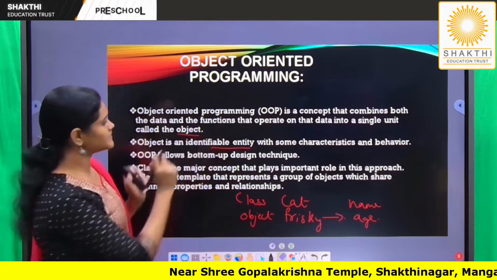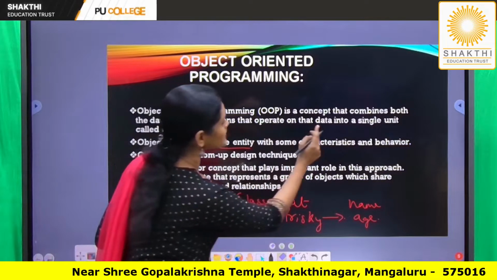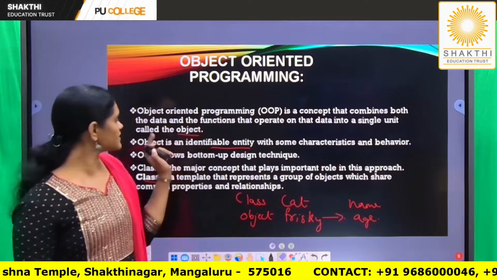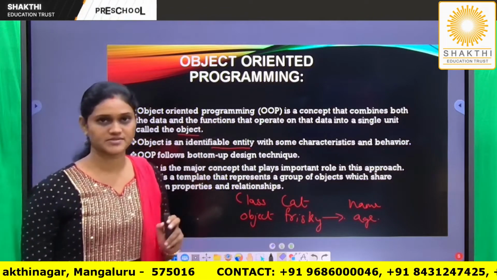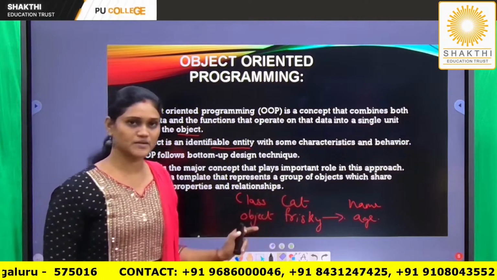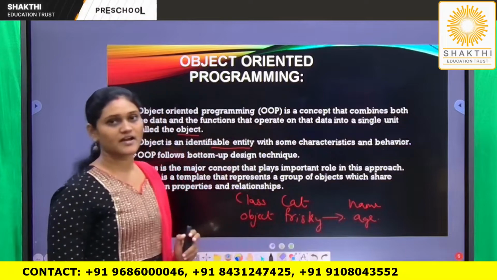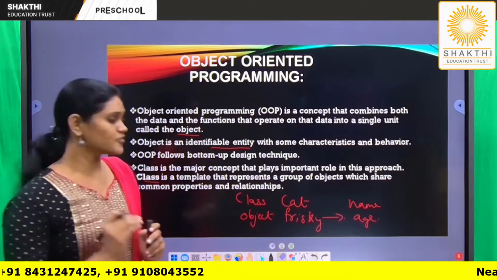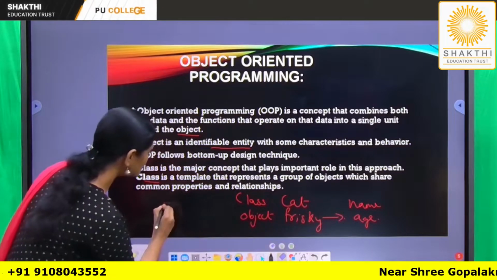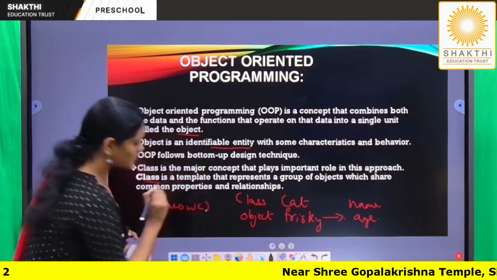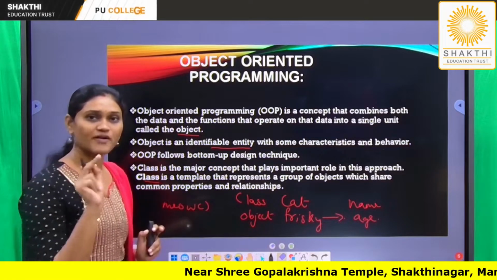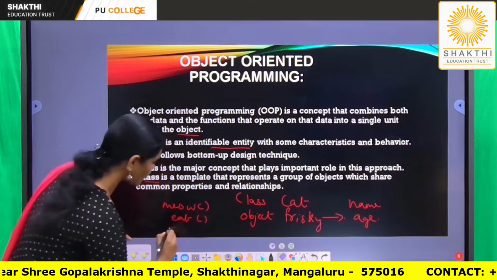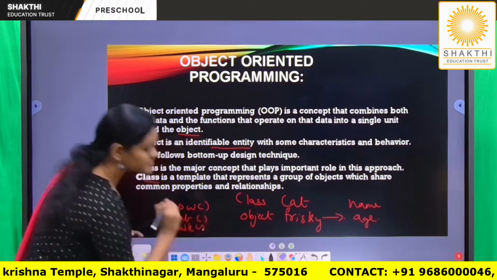Now, see the first line. Functions that operate on data combined into a single unit is called an object. So you have something here called data and functions. So what is data? Here in the example, name and age is data, and what will be the functions? What Frisky can do, we call them functions. For example, cat Frisky can meow. I'll put 2 parentheses here because it is a function. It can eat. It can walk. All these are functions.